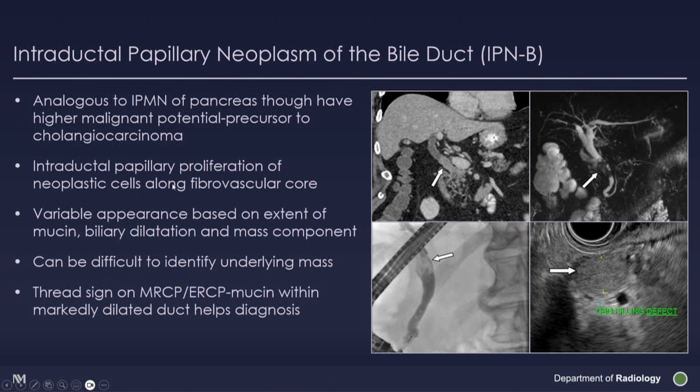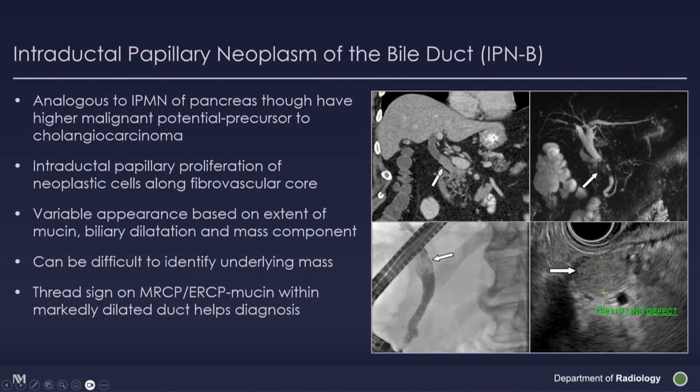What it is, is an intraductal papillary proliferation of neoplastic cells along a fibrovascular core. And they can have a variable appearance. It depends on the amount of mucin, the amount of biliary dilatation, and the mass component. Again, it can be difficult to see the underlying mass because of the presence of mucin. There's something referred to as a thread sign, which is mucin within the markedly dilated duct. Here, in some cases like this one, it looks just like cholangiocarcinoma.